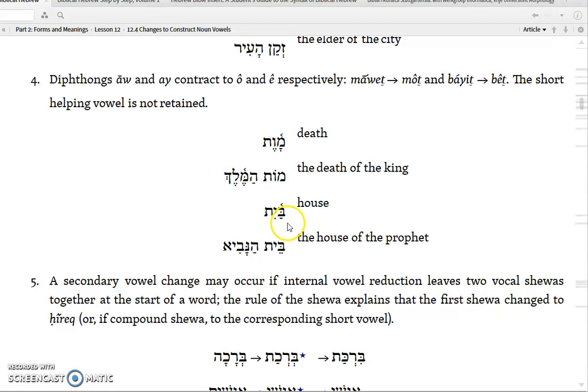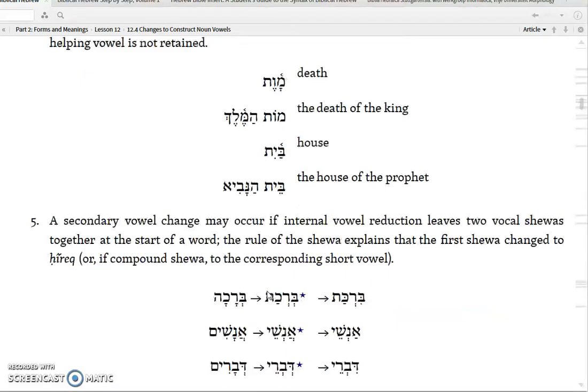Same thing with house, bayit. When the accent shifts down, when it becomes construct, you get beit hanavi, the house of the prophet. And again, that AY combination is unstable, and it contracts down to a single long E vowel.